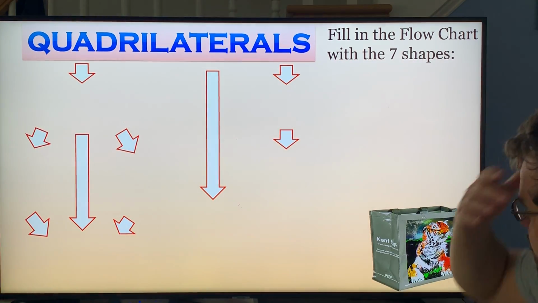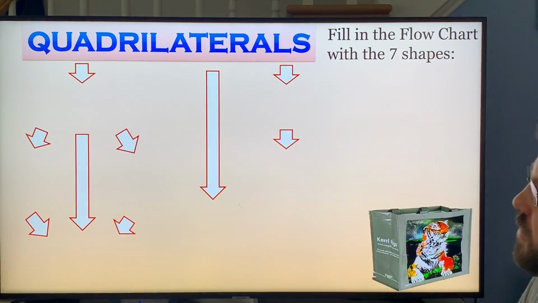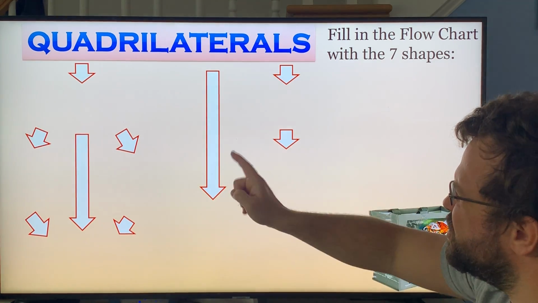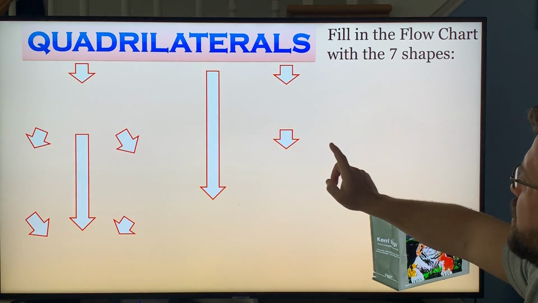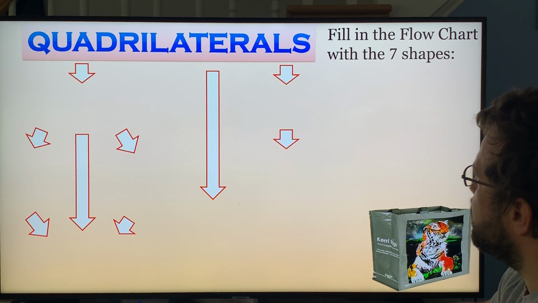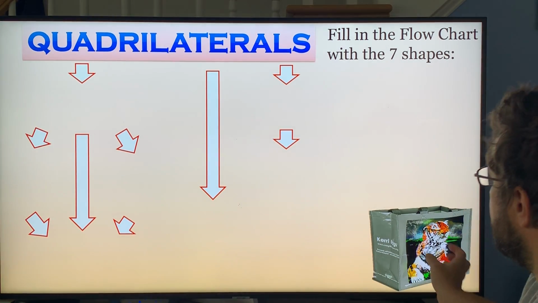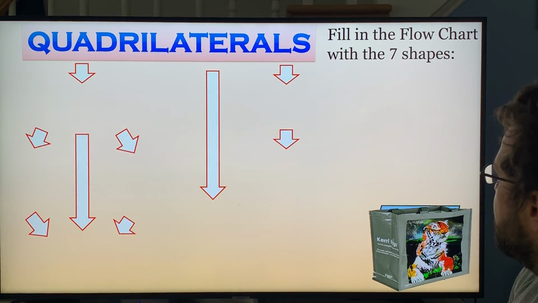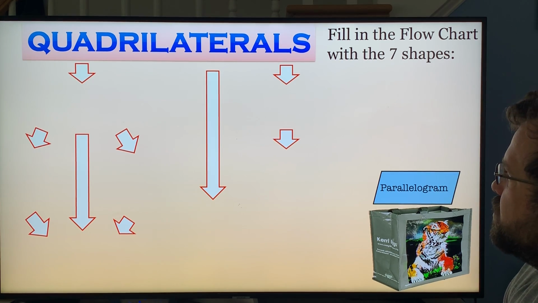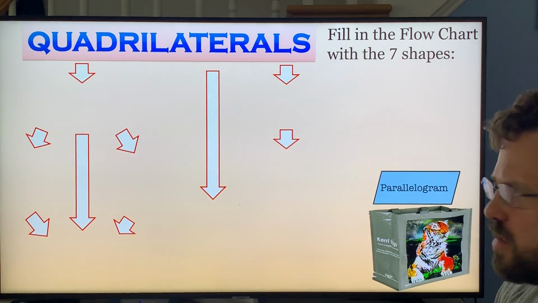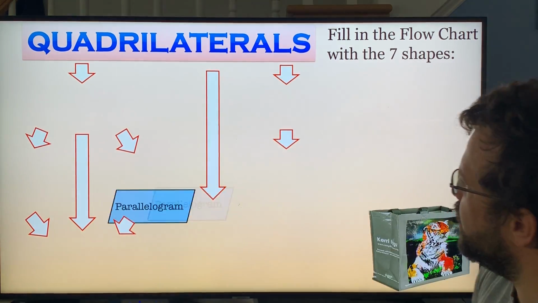All right, so let's fill in this chart real quick. See if you can fill it in with the 1, 2, 3, 4, 5, 6, 7 shapes that are quadrilateral. So first one, pull something out of my bag here. All right, pull out parallelograms. What do you think parallelograms go? I'm going to pop you over there, parallelogram.